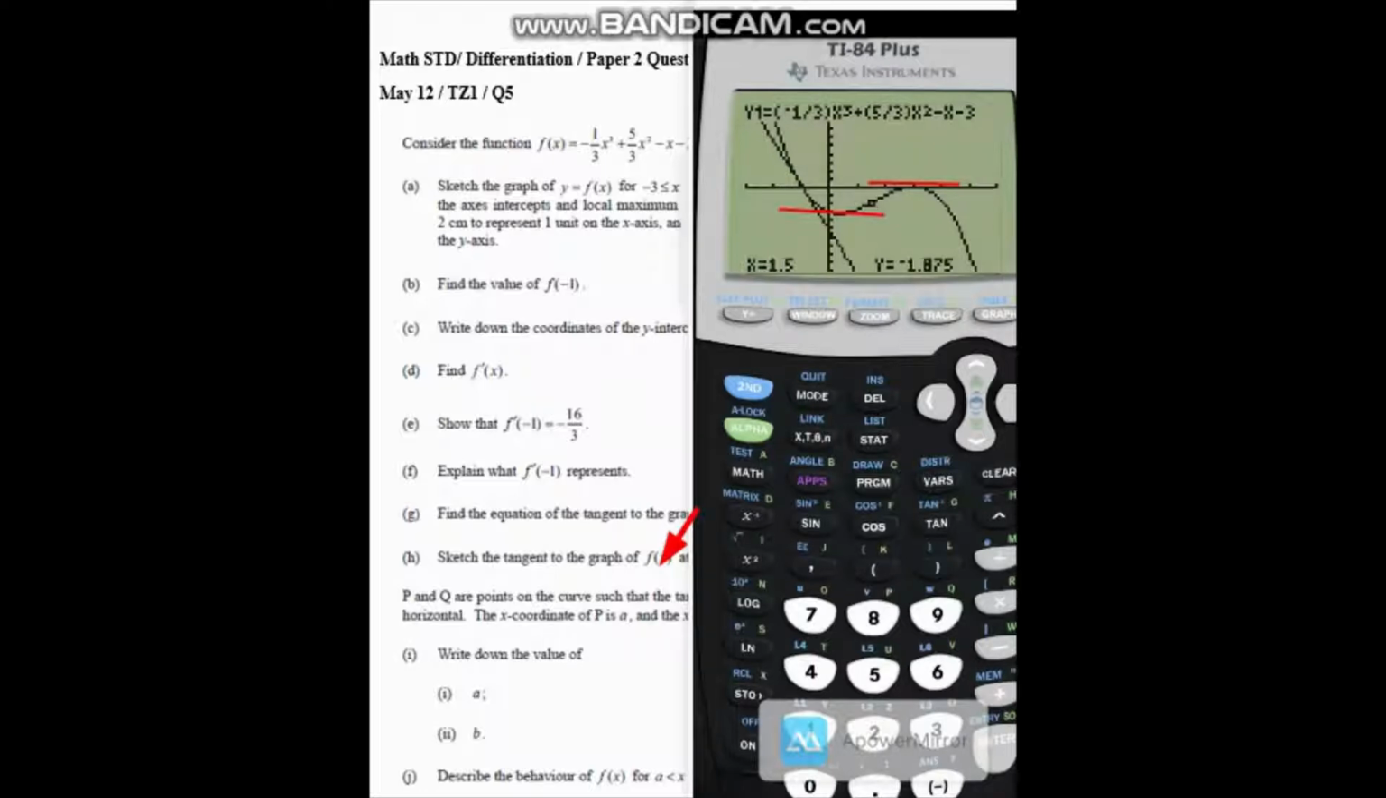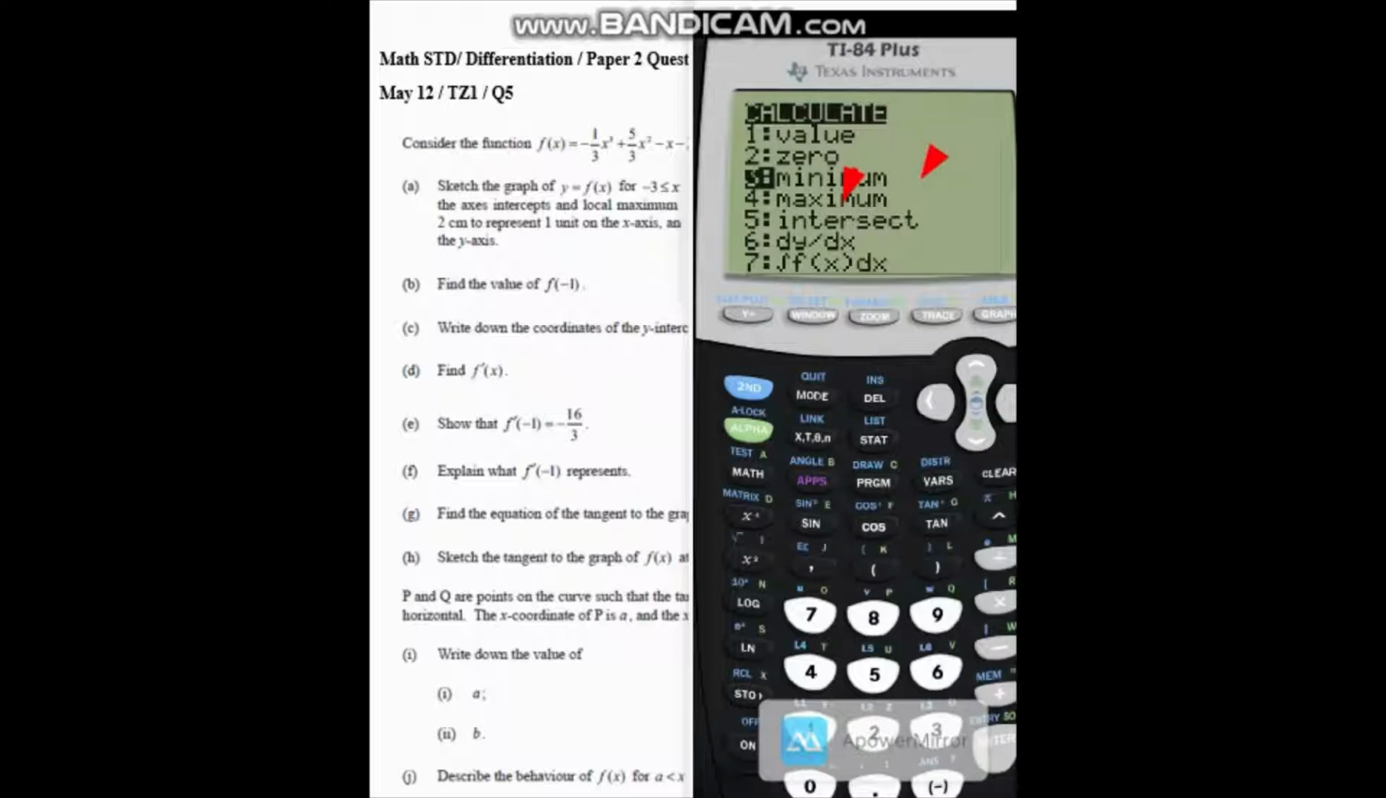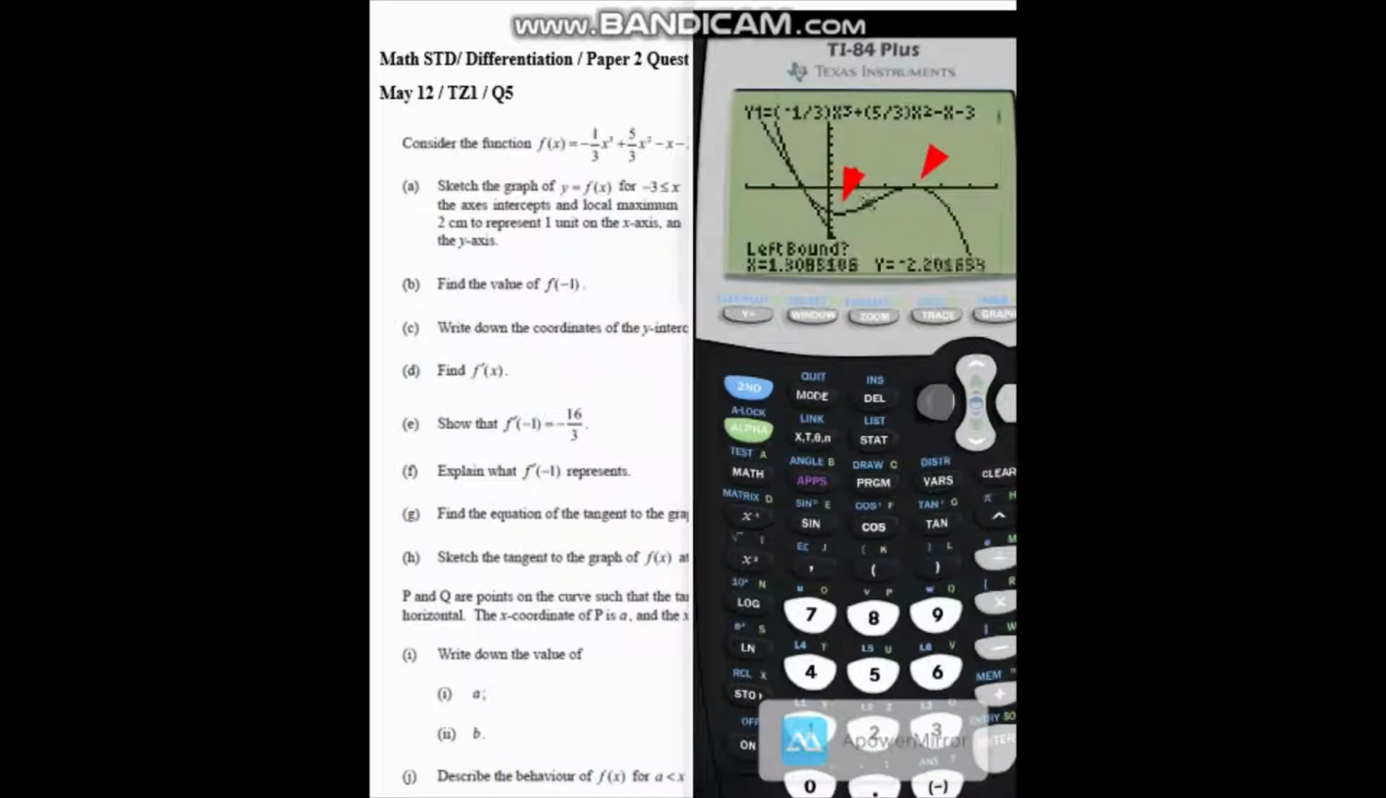So I just need to find the x-coordinates of the local minimum and the local maximum, noting that since B is greater than A, the minimum is A, and the maximum is B, because B comes after A. So second, trace minimum, and you provide the left bound and the right bound, and the guess.